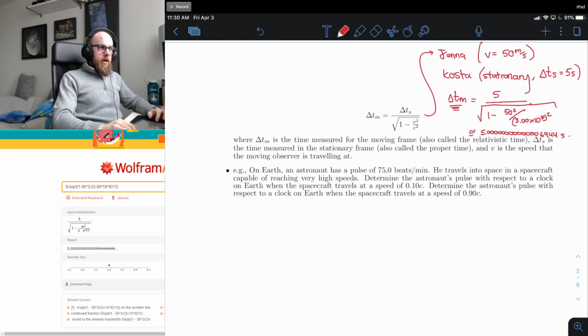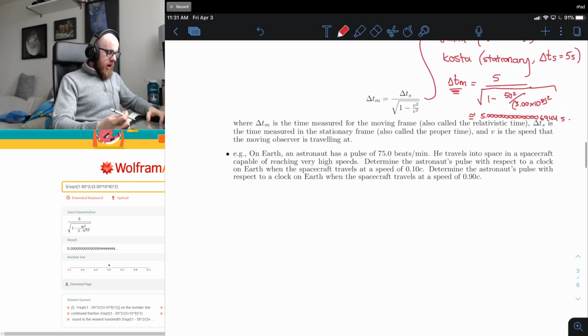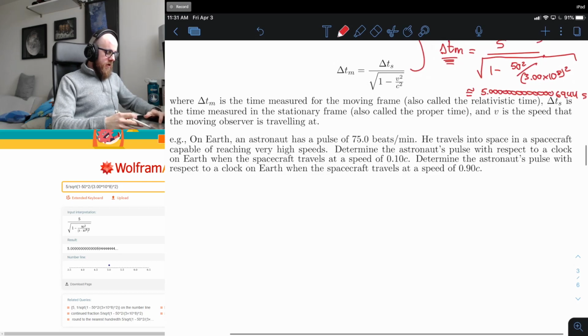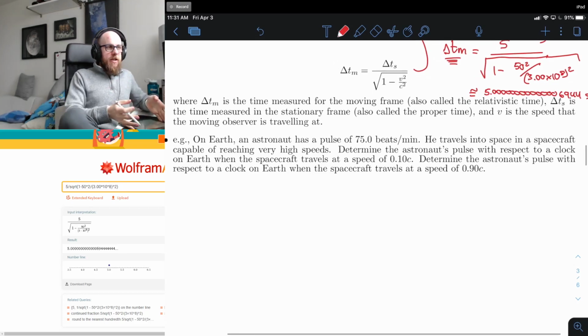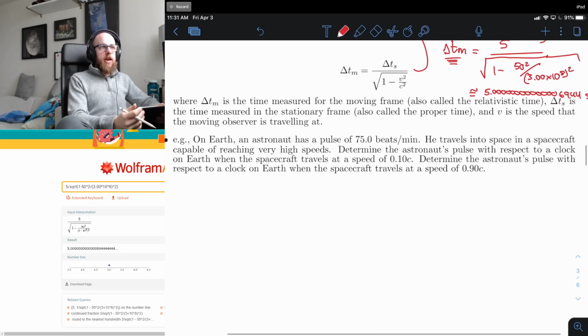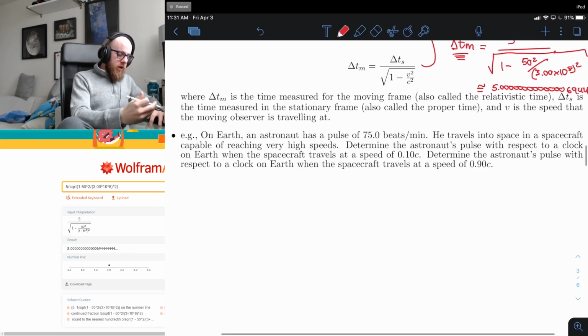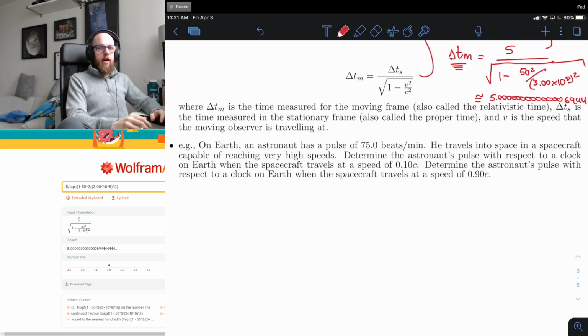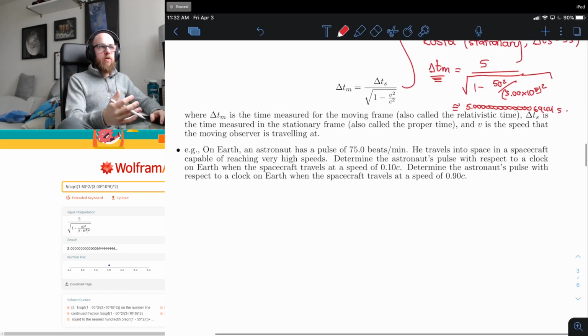Okay, let's try a little bit more of an extreme example. An astronaut is getting ready to go into space. On Earth they're doing a bunch of tests, and they find that the astronaut has, let's say, a walking heart rate of 75 beats per minute. So let's quickly figure out how long it takes for each heartbeat to happen. Let's convert this from beats per minute into the time it takes for one beat to occur.